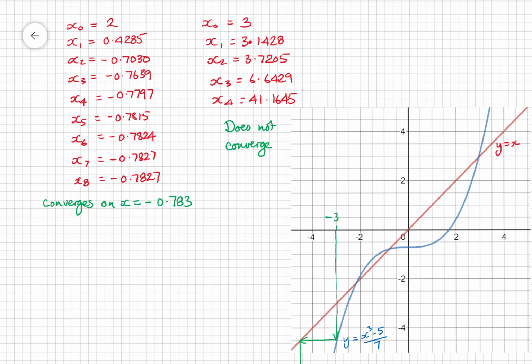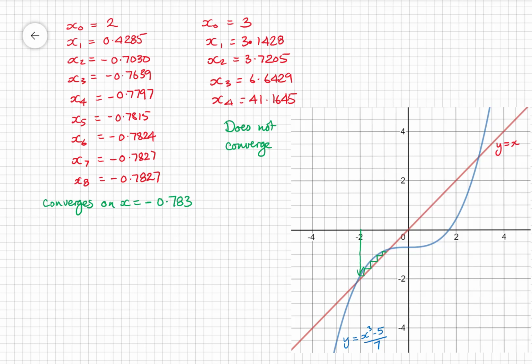You input minus 3 into x cubed minus 5 over 7. That gives you a new x value, which when you input it creates a staircase that is going away from the nearest solution and will not find a solution at all. Our second starting value was minus 2, and in that case when the value of minus 2 is put into the function, it gives you a new x value, which is put into the function, a new x value, and so on. We create a staircase diagram that closes slowly on that middle solution, minus 0.783.